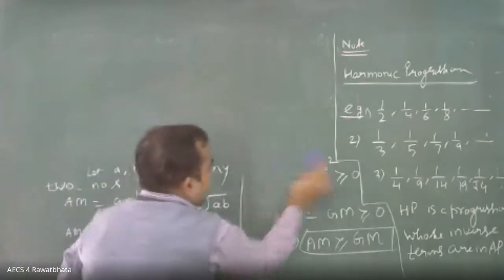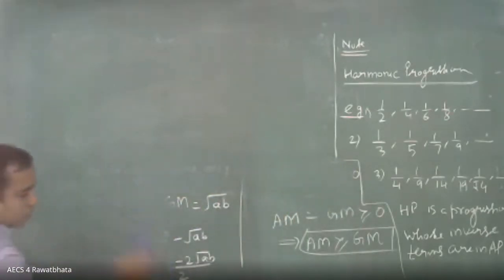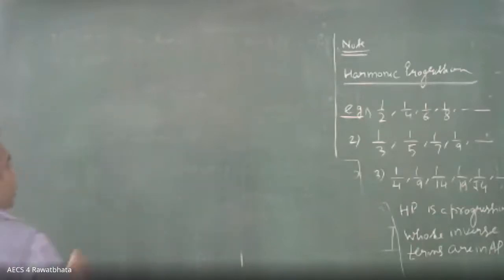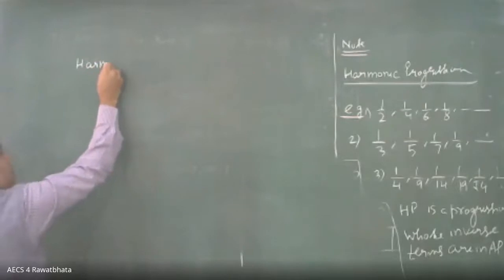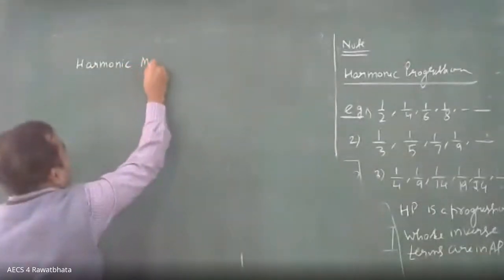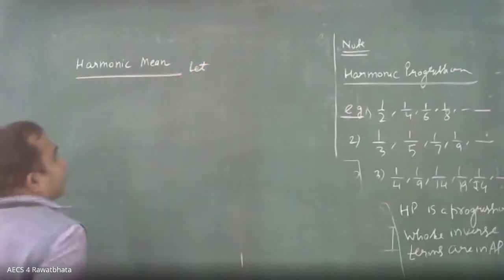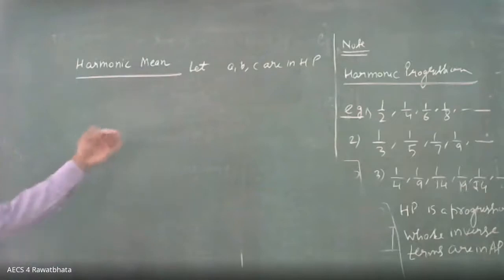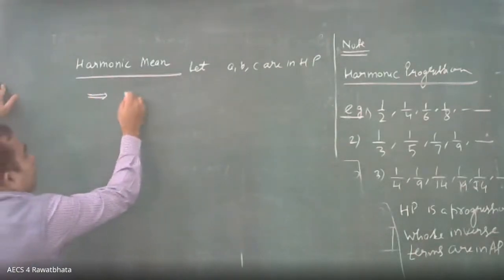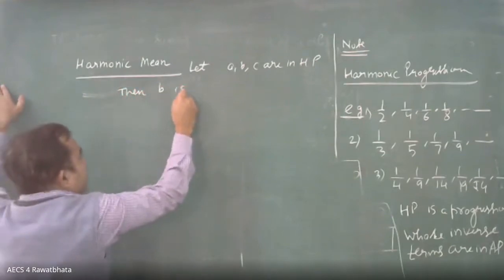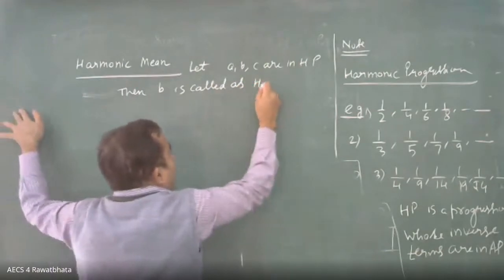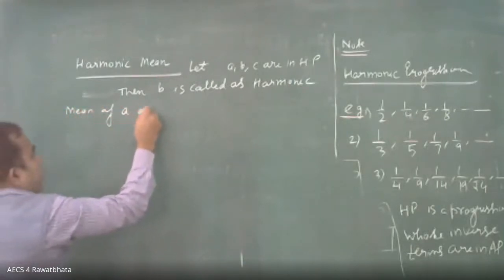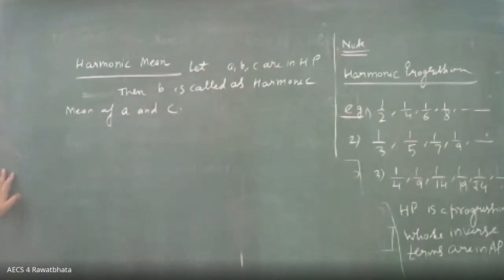So, if you remember, to explain arithmetic mean I took two numbers, three numbers in fact. And similarly, we worked for geometric mean also. So, for harmonic mean also, we'll do the same. Let us assume three numbers. Harmonic mean. Let A, B, C are in HP. HP means their inverse terms will be in AP. It means that then B is called the harmonic mean or HM of A and C. Okay. Let us get the value of B.